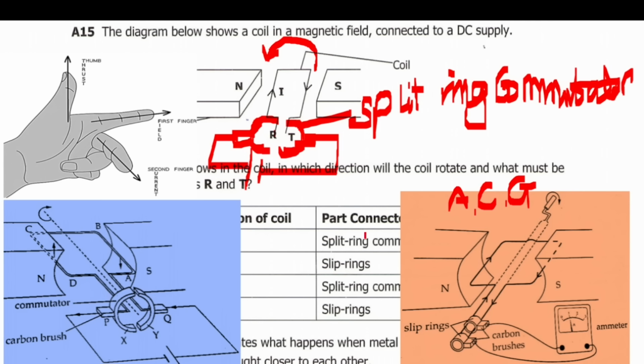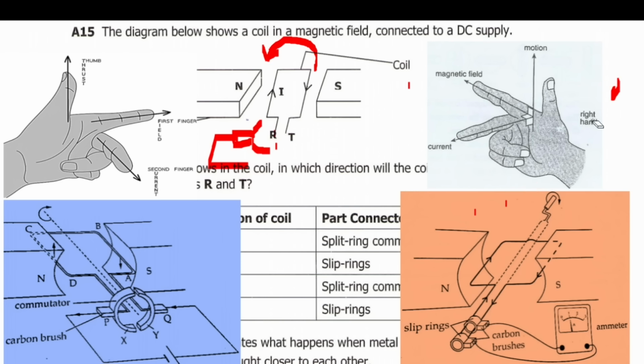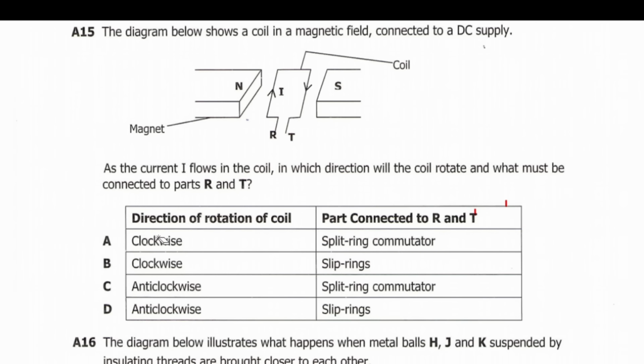So now we know. For the generator we use the right hand rule to know the direction of current and motion. So now looking at the answers provided here, according to the direction of rotation of the coil, it should be anti-clockwise. Then the part connected to R and T should be the split ring commutator. So the answer should be C.